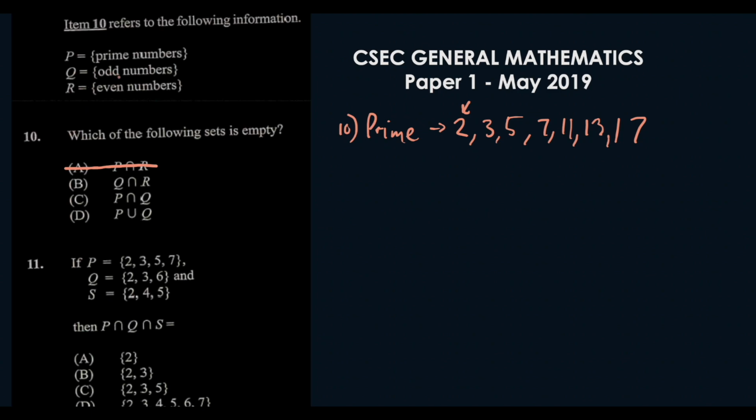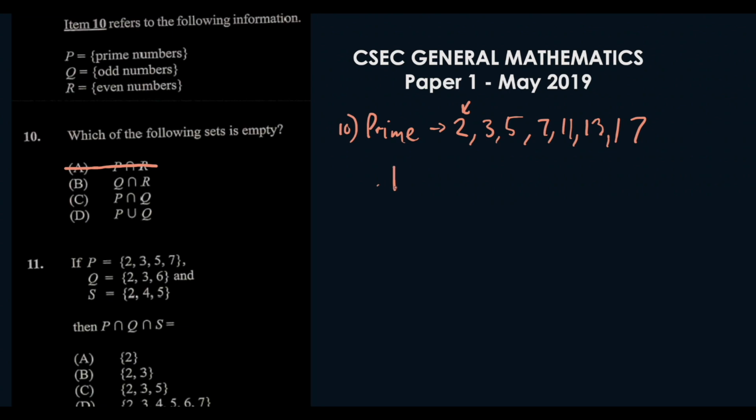Now the next question, Q intersection R. Next option, Q intersection R. So odd numbers that are even. There are no odd numbers that are even. You can't be an odd number and an even number. Every other number is odd and every other number is even.